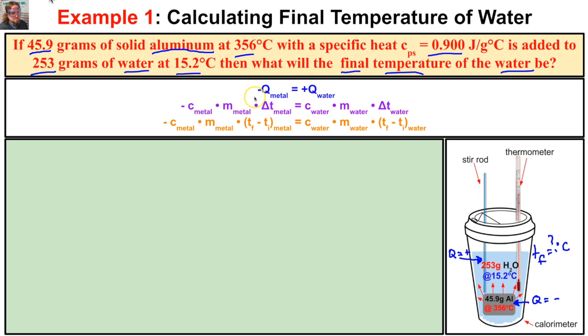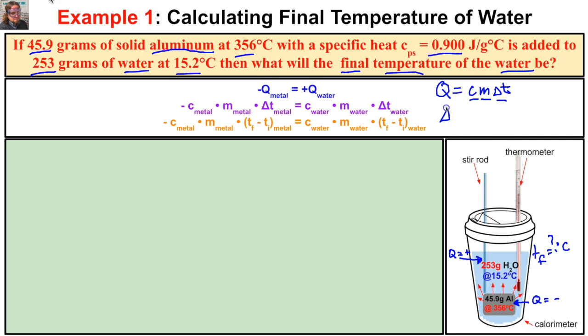We mean the amount of thermal energy that is lost by the aluminum is going to be equal to the amount of thermal energy that is absorbed by the water. And in an earlier video, we learned that Q equals C times M times delta T. So what we can do now is wherever we see Q, we can replace that with this formula right here. And that's what we've done. We've replaced Q with C, M, and delta T here.